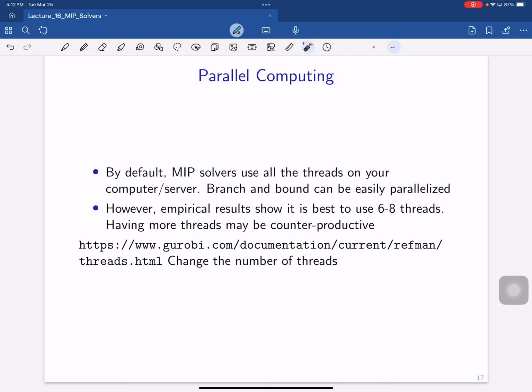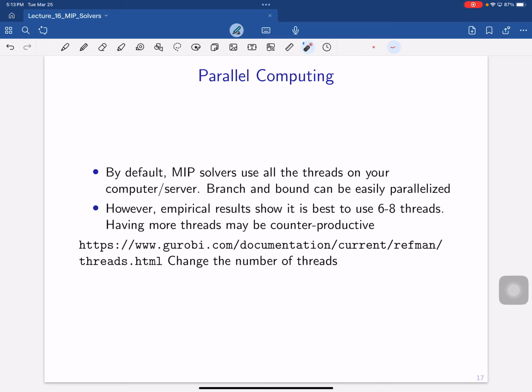I don't know the exact reason. Maybe there is interference between the threads, or there could be communication overhead that makes it counterproductive. Probably we need a parallel computing expert to really tell the reason. But empirically, I heard that even if you have a server with hundreds of threads, you should change the thread number to 6 or 8. It will usually give you good performance.